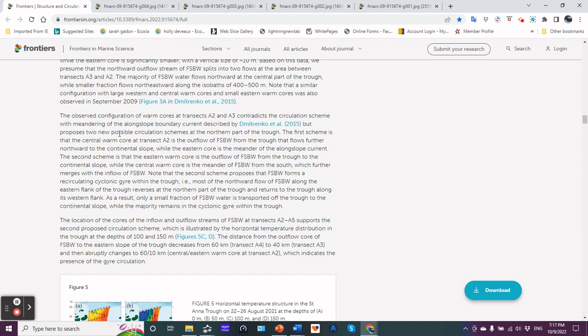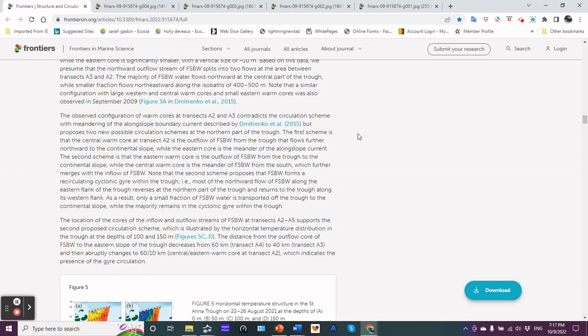So what they're proposing in this study is two new possible circulation schemes at the northern part of the trough. The first scheme is that the central warm core at transect A2 is the outflow of the FSBW from the trough that flows further northward to the continental slope, while the eastern core is the meander of the alongside current.